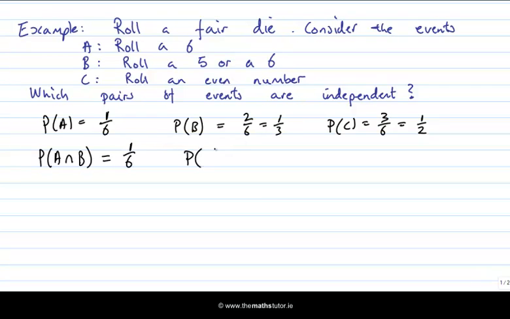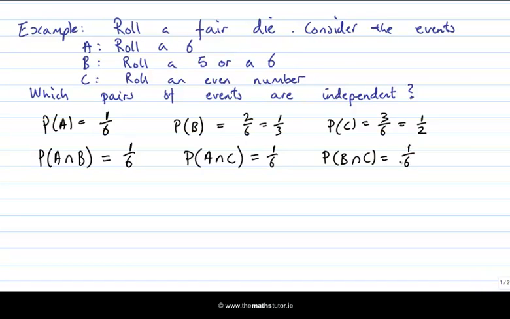What about the probability of A and C? So the probability of rolling a 6 and rolling an even number. Well, again, the only way to do that is to roll a 6. That's the only way to satisfy both conditions of rolling a 6 and rolling an even number. So the probability of A and C is 1 over 6. And the probability of B and C, so again, we want to roll a 5 or a 6 and roll an even number. So again, there's only one way to satisfy both of those conditions, and that's to roll a 6. So there's only one successful outcome, so 1 over 6.